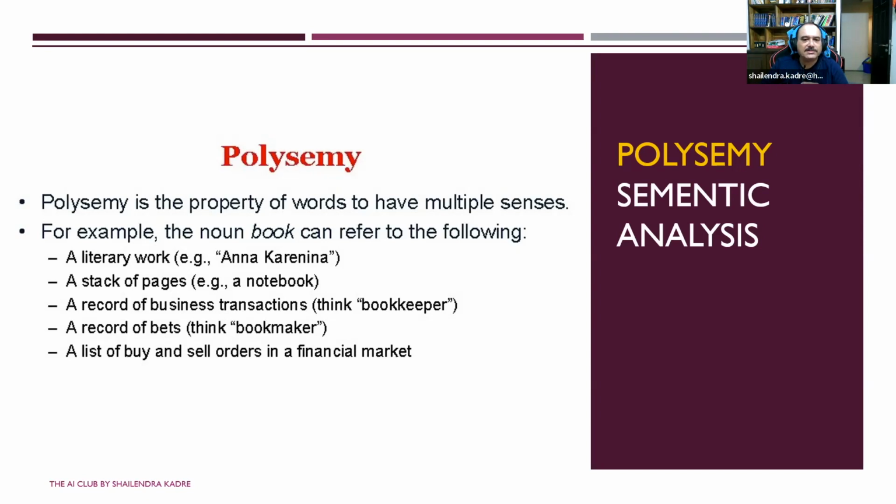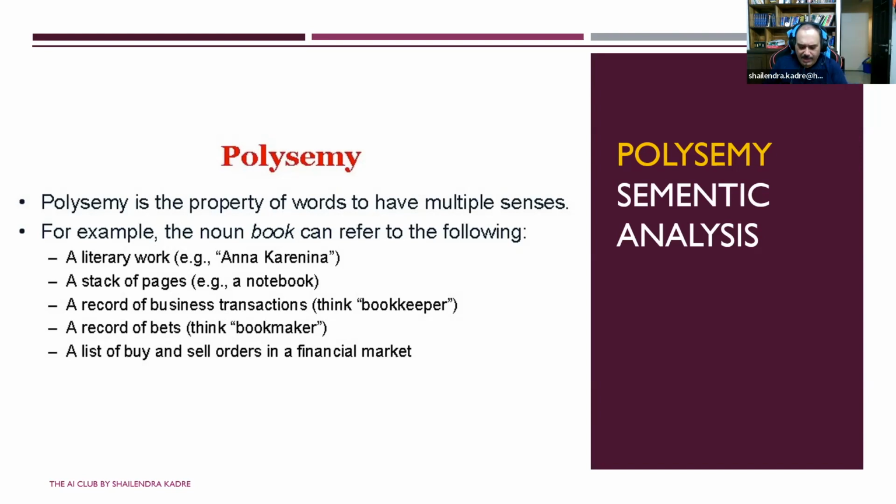Polysemy is the property of words to have different senses. For example, the noun book, B-O-O-K, can refer to the following. Book can be a simple book, which is a literary work, and it can be a stake of wages, that also is called a book. A record of business transaction, like account books, we call books of account. A record of bets is also called a book. And a list of buy and sell orders in the financial market: in the stock market, you are buying and selling shares, and if we make a list, that kind of list is also called a book.